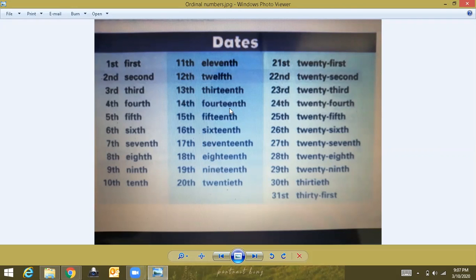Because it's the last day of the month. Good, very good. Because it's the last day of the month, it's the last day of the calendar. Now, as you can see, how do you say this one? How do you pronounce this?